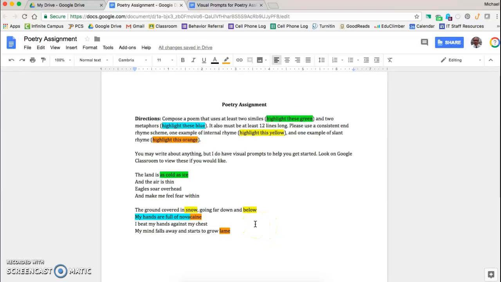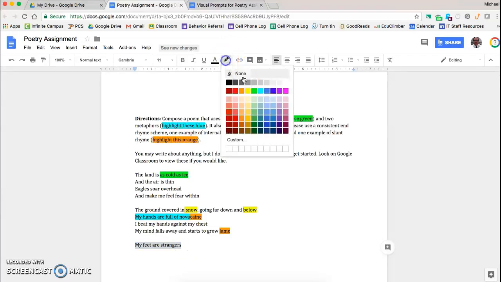Okay, so maybe I can describe my feet. Okay, this poem doesn't have to be amazing. It doesn't even have to be that consistent. So my feet, maybe I want to say that they're like strange to me or something. So my feet are strangers. Let's just leave it at that. Okay, you don't have to be too fancy with this. My feet are strangers. So I would highlight that. That's my metaphor.